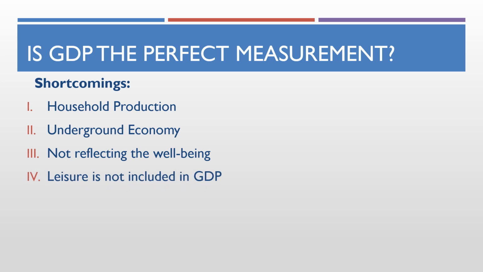And also, GDP does not include leisure in the measurements. So you can easily consider country A, with 10 people working 8 hours a day, versus country B, with 10 people working 16 hours a day. Obviously country B will have a higher level of GDP compared to country A, but that does not necessarily mean that people are living better there.